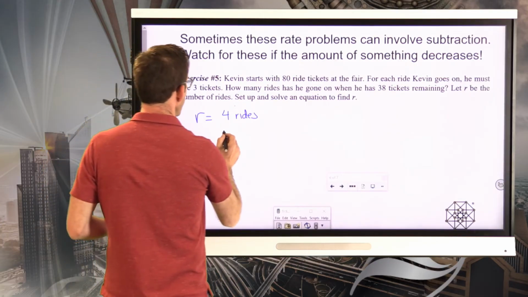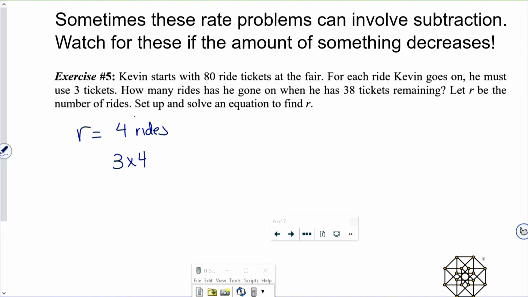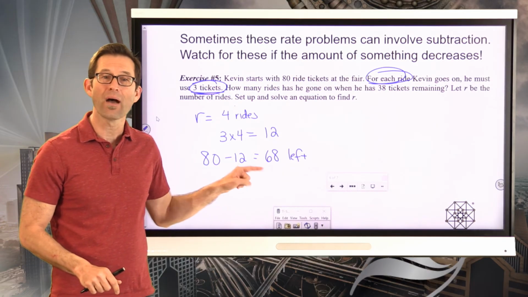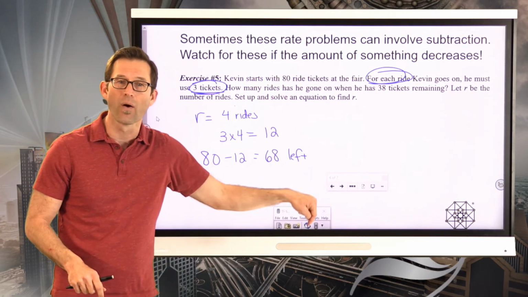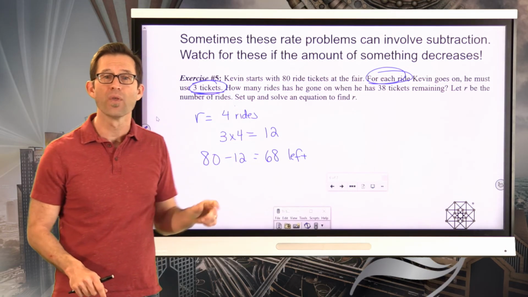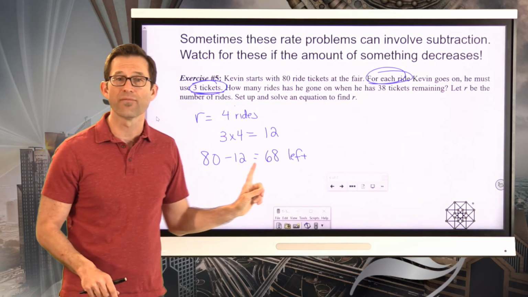You'd probably say, well, I'll do 3 times 4. He's going to use 3 tickets per ride. For each ride, he's going to use 3 tickets. So he will have used 12 tickets up. And then you'd do 80 minus 12, and you'd figure out 68 left. And notice the amount that he's got left is going down as R goes up. As the number of rides he takes goes up, then the number of tickets he has left goes down.